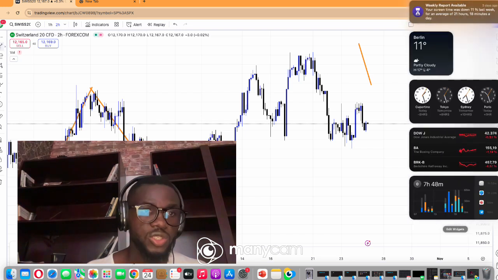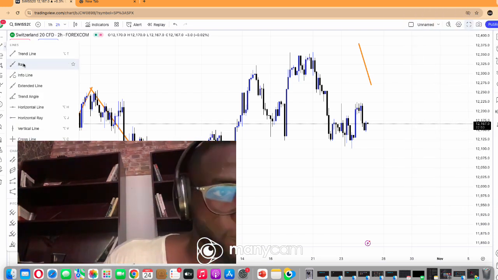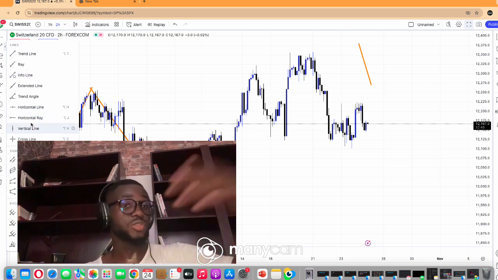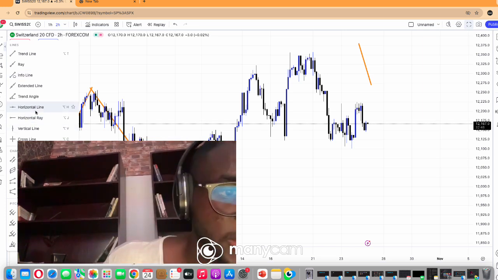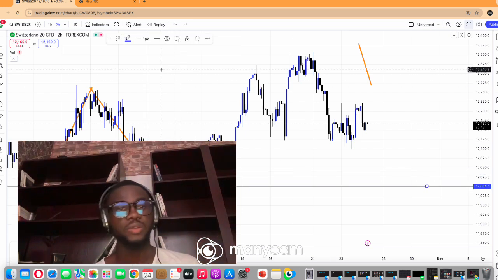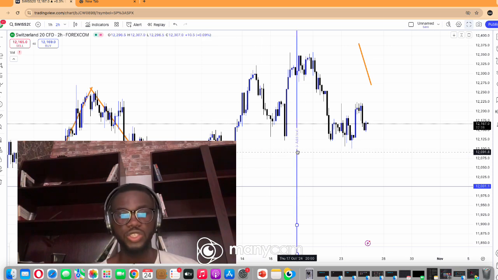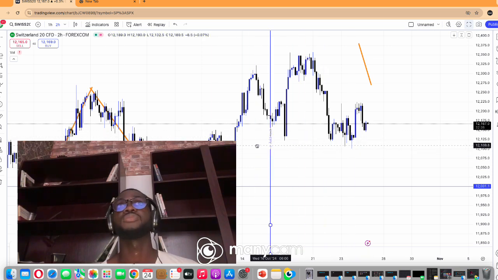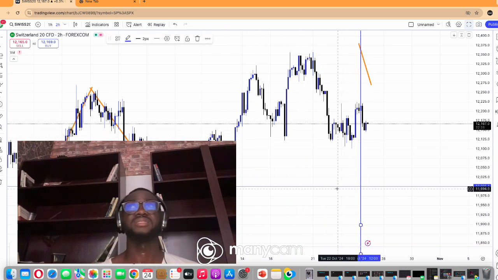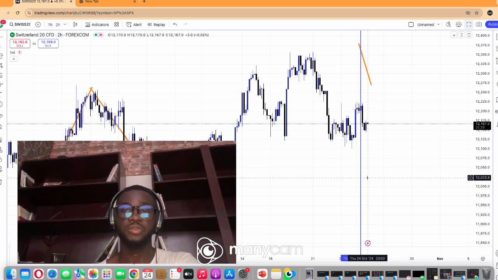And then next we have the rail. Take your time, play with them. We have the horizontal line, and we have the vertical line as well, which is to separate a lot of things from a lot of things. It's just lines and stuff you play with as a forex trader. It's fun to do though, really fun to do.